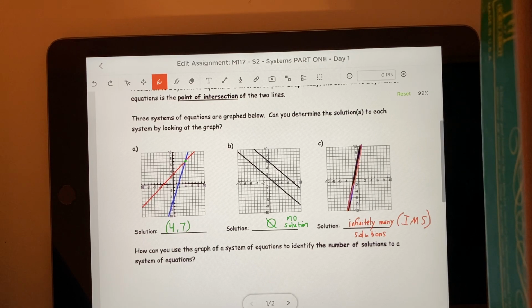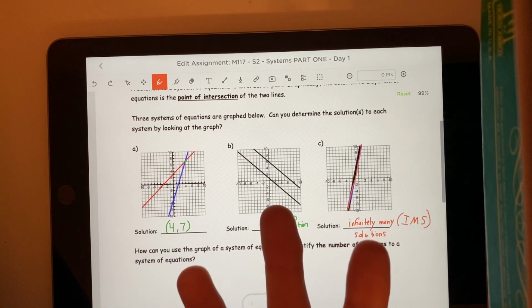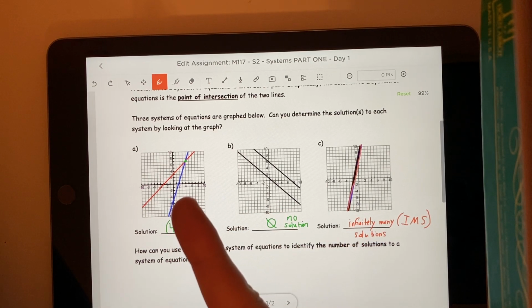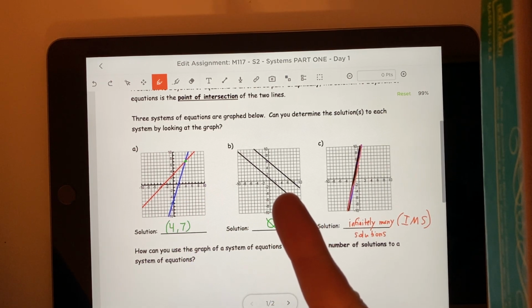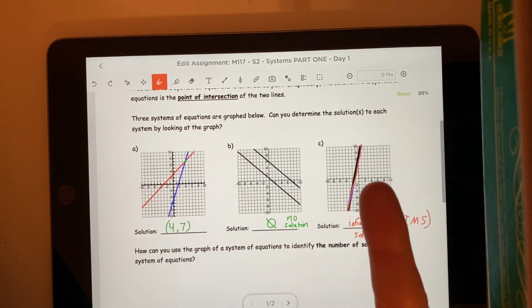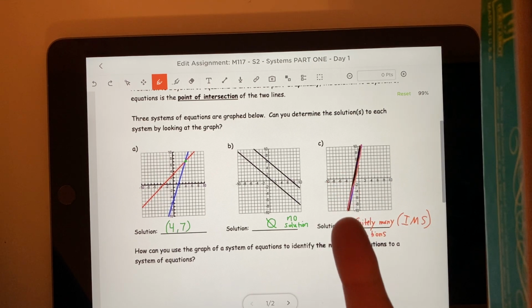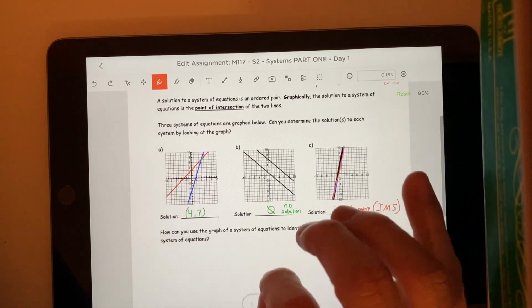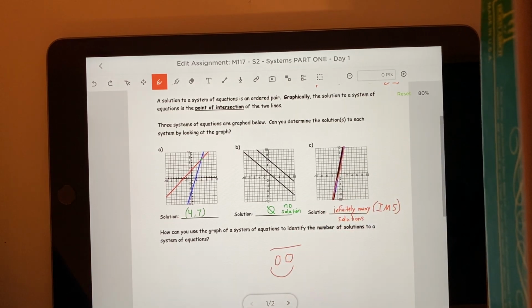And then it says, how can you use the graph of a system of equations to identify the number of solutions? Well, you're either going to get one of these three things. When they touch, there's one answer. When they don't touch, there is no answer. And when they are the same line, they touch forever, there's infinitely many. Hopefully pretty chill. Okay. Lovely.